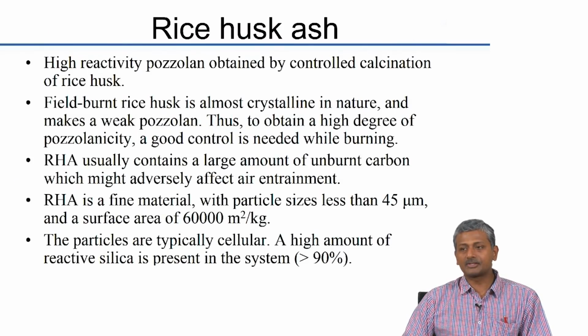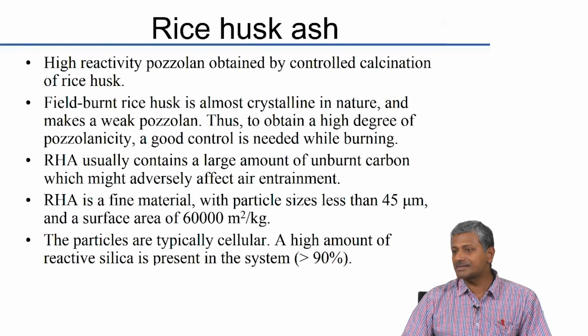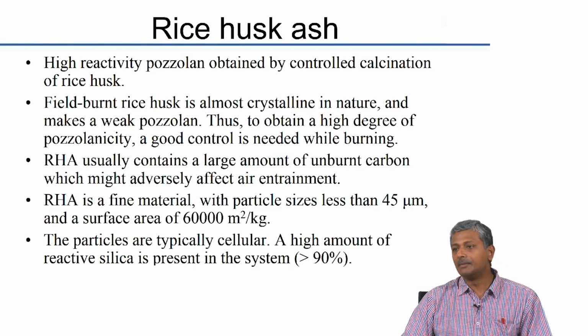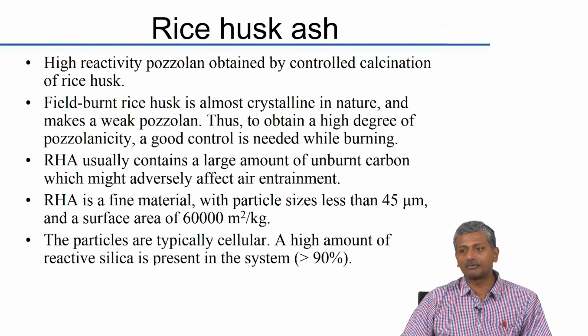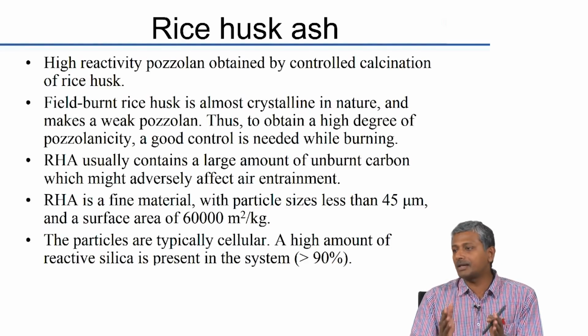Okay, now let us look at the smaller or less used mineral admixtures. Okay. So, rice husk ash is one such mineral admixture which is used to a lesser extent, primarily because there are not too many facilities that can produce the right kind of quality that is needed for enhanced pozzolanicity. So, rice husk ash is the high reactivity pozzolan obtained by controlled calcination of rice husk. Now, what do you mean by controlled calcination? Where we can actually control the temperature of burning and the time of burning.